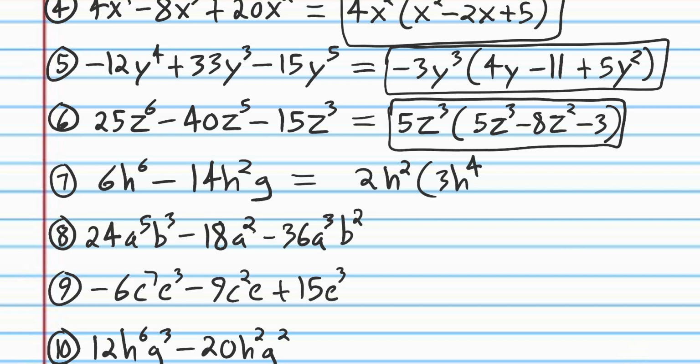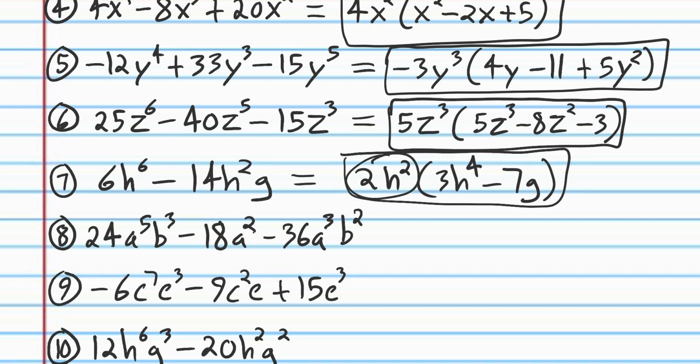And pretty much just the same type of problem here. So that would be the answer. So again, to see why this is true, you multiply 2h squared times 3h to the fourth, and you get 6h to the sixth, and 2h squared times negative 7g, and you get negative 14h squared g. So again, that's how you check your work.